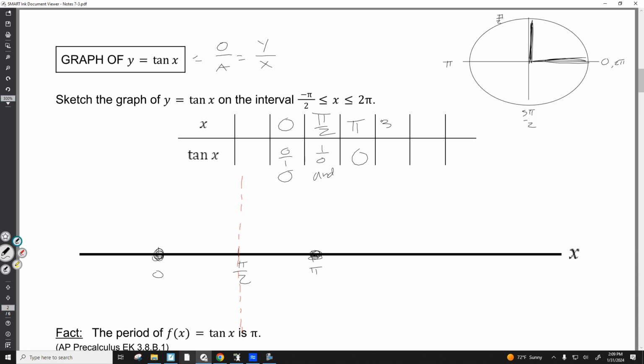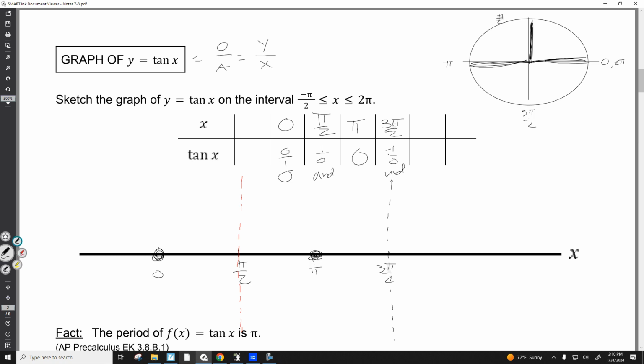What's the tangent of 3 pi over 2? Undefined. Okay, I got another asymptote. What the heck does this graph look like? I have no idea.